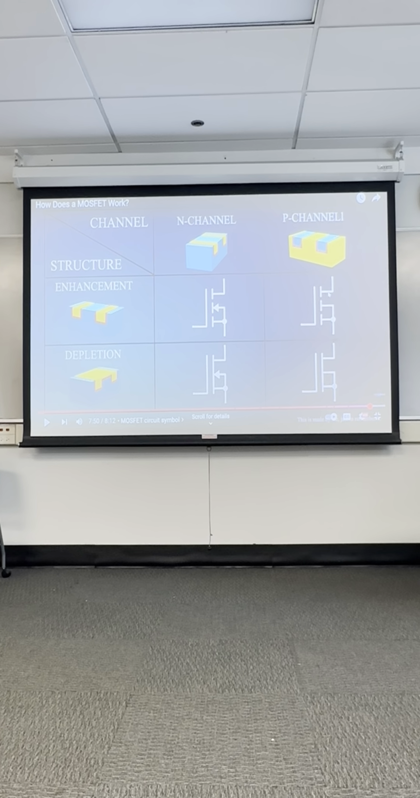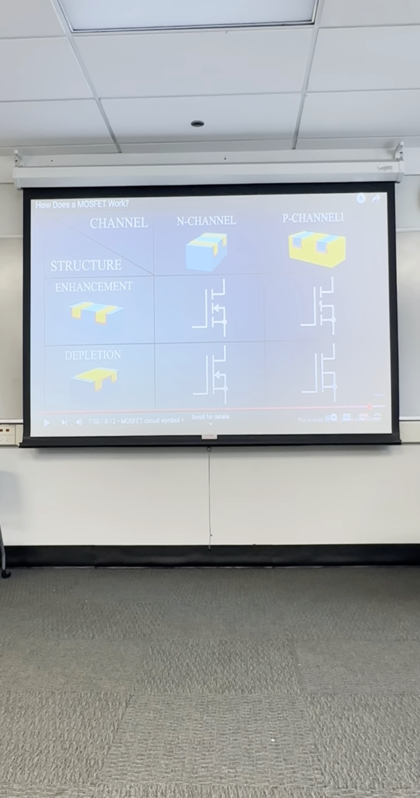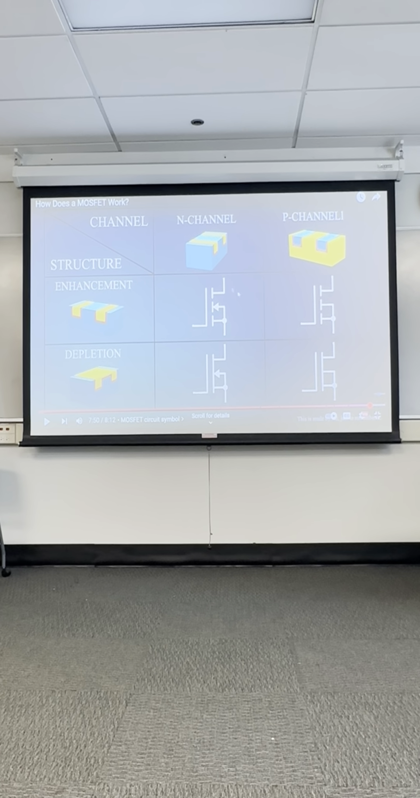P-channel also has a source and a drain, and this is an enhancement PMOS. It still has this broken gap. So the way the MOSFET works is the channel forms under the gate, and that allows the holes to basically flow from the drain to the source. Then it's N-channel, where the electrons flow towards the gate to form an N-channel. Otherwise, it's P-channel, where the electrons flow away from the gate to form a P-channel.